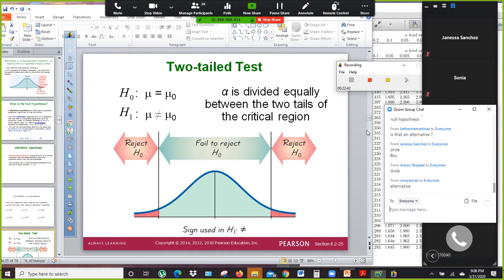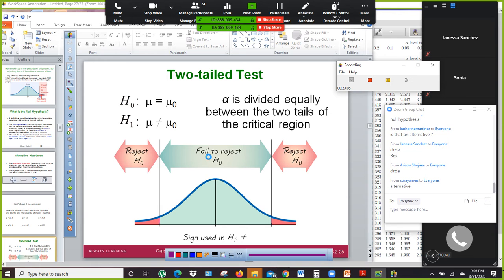All right, so two-tailed tests. So all of them are going to have an H naught of mu equals mu naught. That's going to be true for every single one of them. The thing that differs is going to be the H1. For a two-tailed test, it's going to be mu is not equal to mu naught, because not equal to, how can things not be equal?